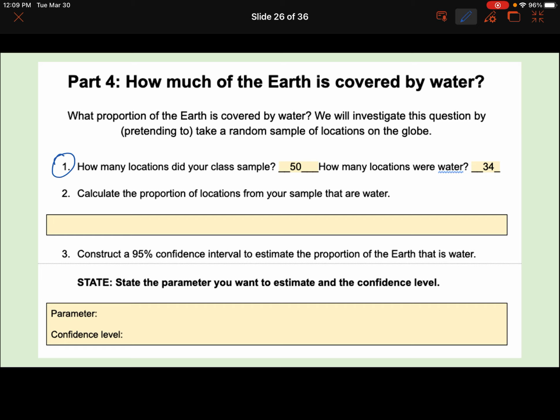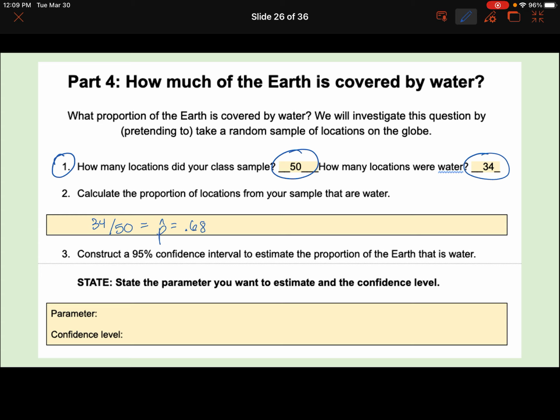Okay, so question 2 is asking you to calculate the proportion. So based off of these numbers, 34 out of 50 samples landed in the water. Converting that to a decimal, I'm going to get p hat is equal to 0.68.